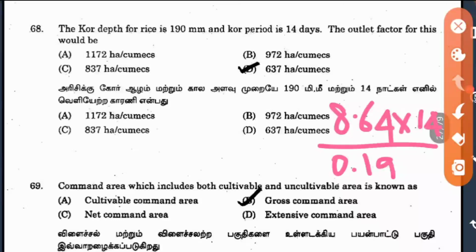And then 69. The command area which includes both cultivable and uncultivable area is known as, we know it's obviously gross command area. Gross means it's the sum of everything, no? So cultivable plus uncultivable will give you the gross command area. Cultivable command area means the total area out of which the area can be cultivated. That only we call cultivable command area.